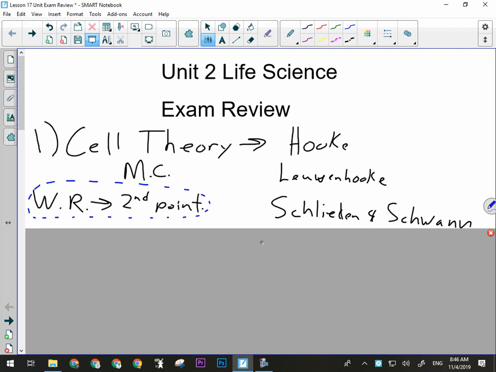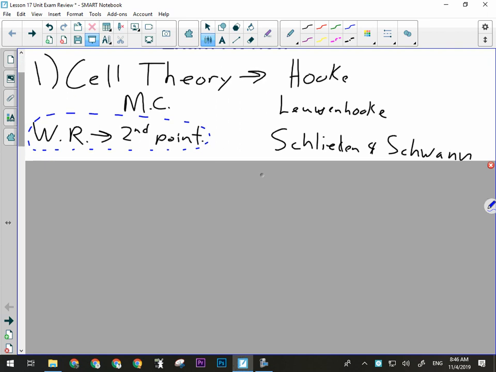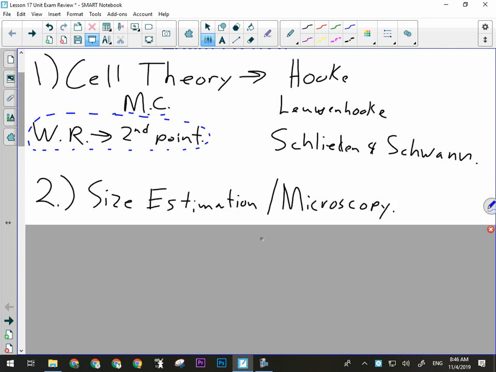All right, so that's what we need to know about the cell theory. There's some multiple choice questions, obviously. That's where you'd find the stuff about Hooke and Leeuwenhoek and Schleiden and Schwann. In the written response part, again, working in that second point of the cell theory into several questions. Then looking at size estimation and microscopy.